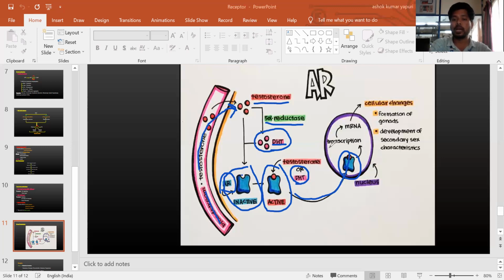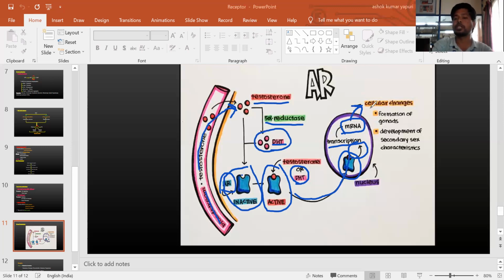Especially, there is an interaction with the DNA. The DNA contains zinc finger proteins. So due to interaction with the zinc finger proteins of the DNA in the nucleus, there is a transcriptional change. That transcriptional change leads to production of mRNA. That mRNA gives the proteins, especially the proteins which increase testosterone function.